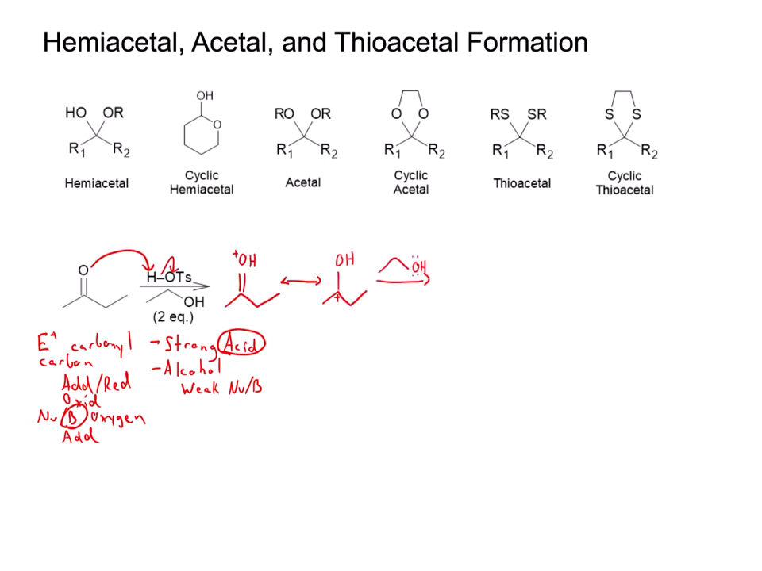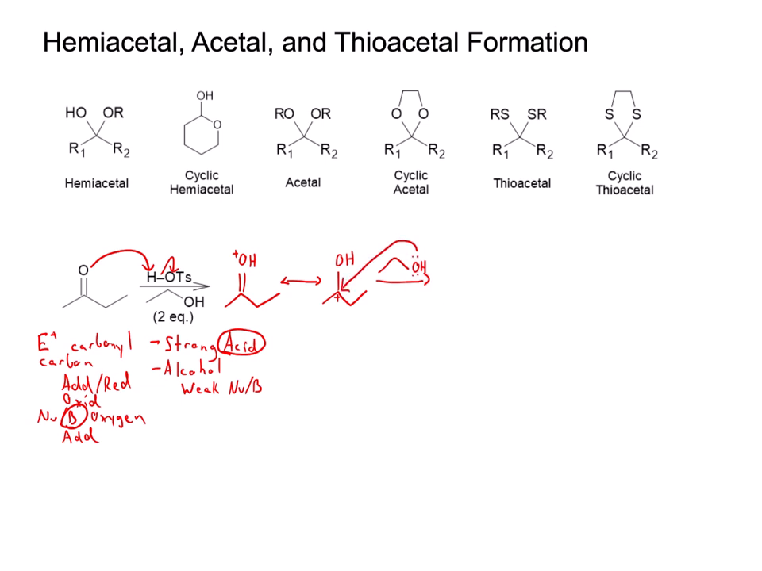This, of course, creates the resonance-stabilized cation with a stronger electrophilic carbon. Because we have a stronger electrophile on the carbon, the weak nucleophile, or the alcohol in this case, can now do a nucleophilic attack at that site. So we're going to draw our arrow from the lone pair on the oxygen over to that electrophilic carbon.